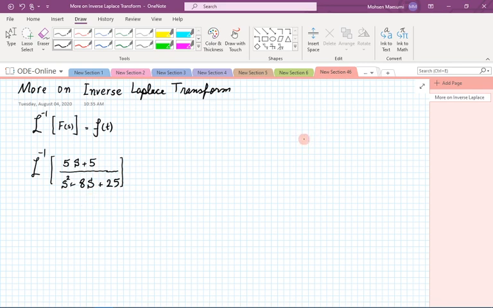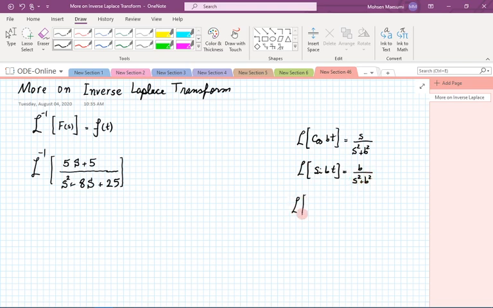Let me remind you of some formulas that we had. We had said Laplace transform of cosine of bt was s over s squared plus b squared. We also did the sine for sine of bt. That becomes b over s squared plus b squared.